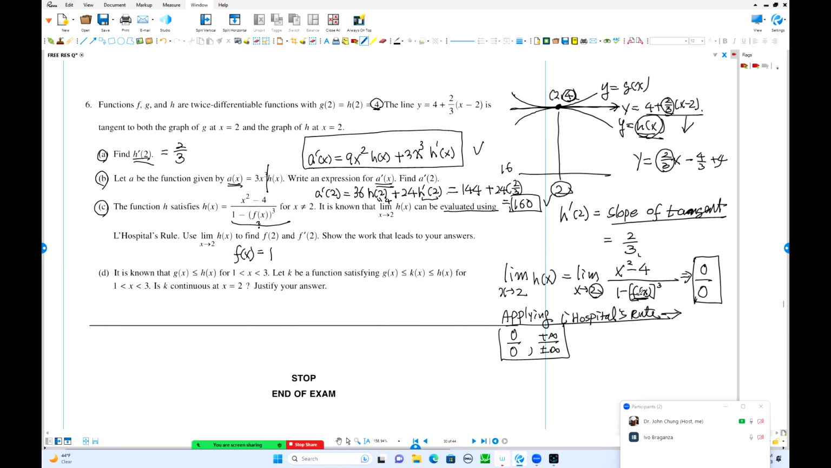Okay, now let's find f of 2, okay? So we know that f of x, when x is close to 2, this one should be equal to 1, right? 1 minus 1 equals 0, okay? So f of 2 must be equal to 1 there. This one equals f of 2, 1 minus the cube must be 0. So this one also equals 1, okay? So f of 2 must be equal to 1 over here. So f prime of 2 is 1 there. Are you okay with this?